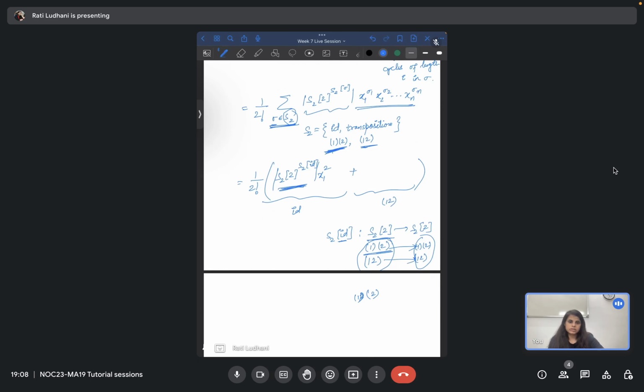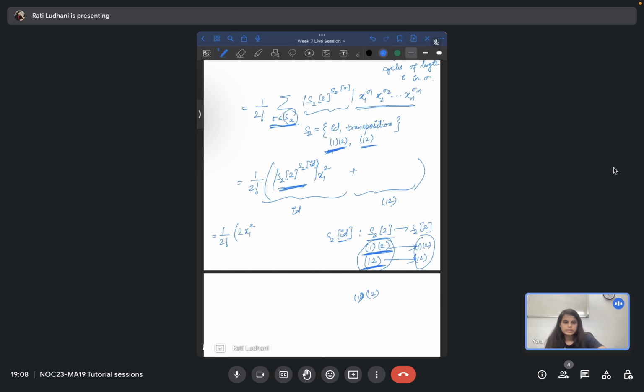So identity is doing nothing. It is just sending 1 to 1 and 2 to 2. So the fixed points will be 2, all the elements S such that it is mapping to itself. So these are S. So you'll get 2 here. So here you'll get 1 by 2 factorial, and here you will get 2 x1 square.